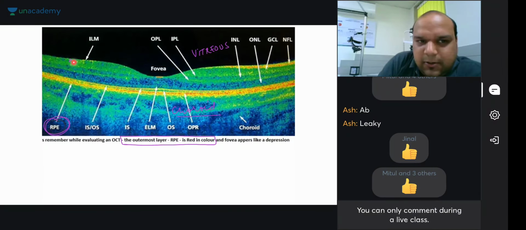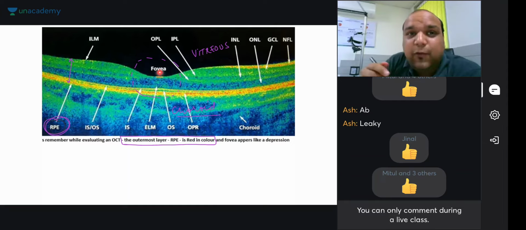Now, what do you see? You see that this is your complete retina. But in this area, you see that there is a depression. Why is there a depression? Because this is not an abnormal area. This is your fovea or foveola. As I mentioned a little while back, at the foveola, inner nuclear layer and ganglion cell layer are absent. That basically means the inner layers are absent, so only the outer layers are present.